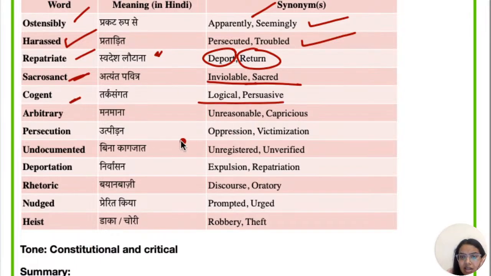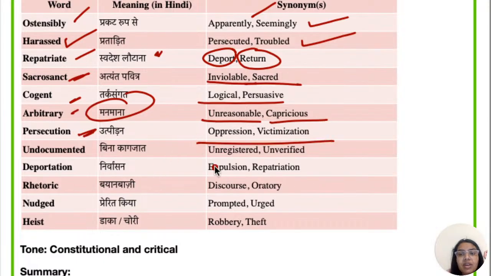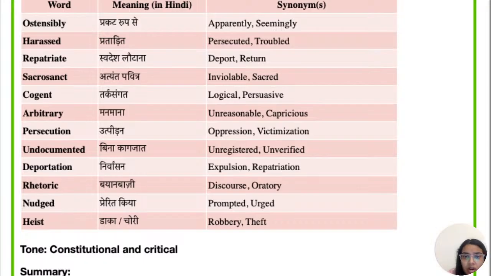Cogent is logical. Okay, something which is persuasive. Arbitrary is opposite, manmana. Man kiya kara, koi reason nahi hai, being capricious. Persecution is oppression and victimization. Undocumented, of course, unverified, जिनके proof नहीं है documents के form में.